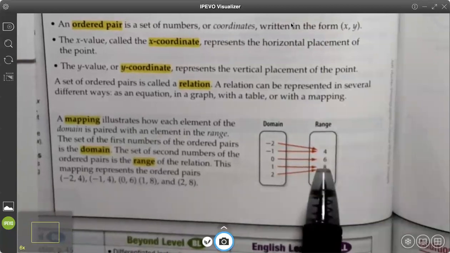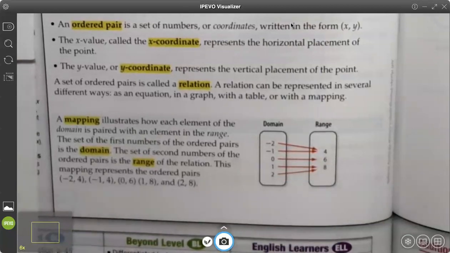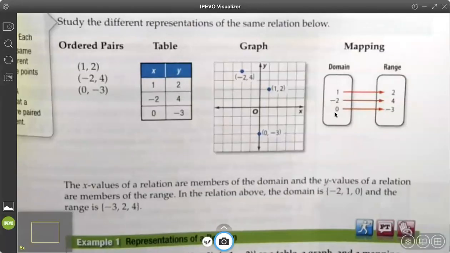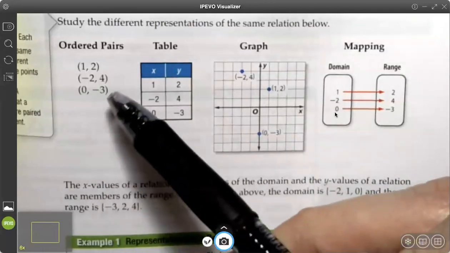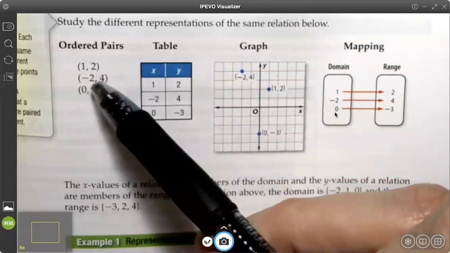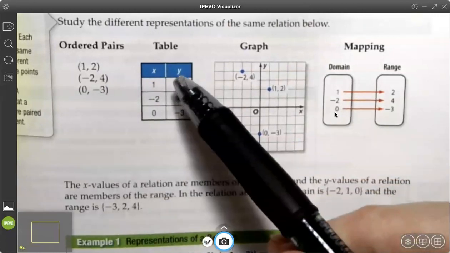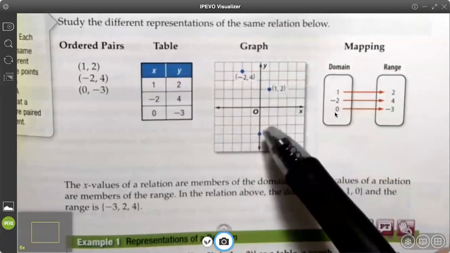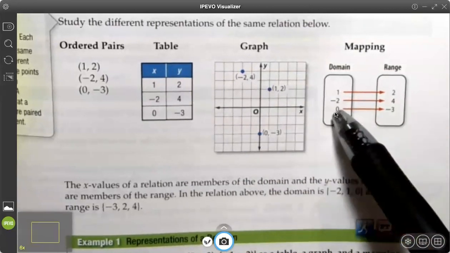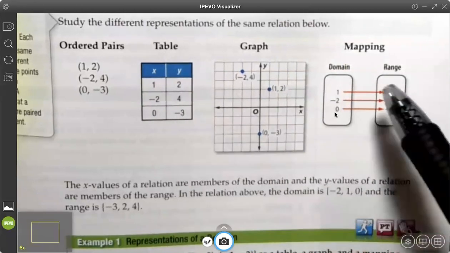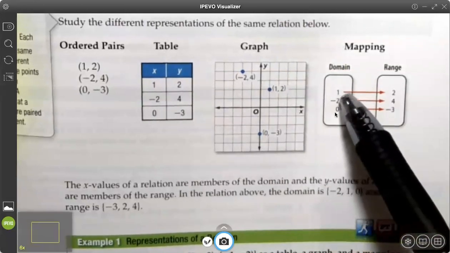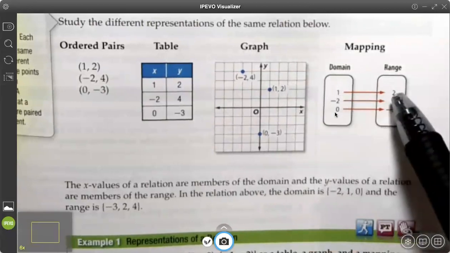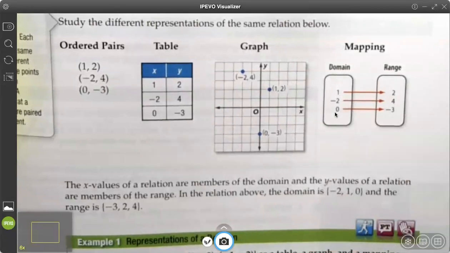These ordered pairs were given as a mapping here. Let's look at some other ways ordered pairs can be given as relations. Here's a set of ordered pairs, 1, 2, -2, 4, 0, -3. That can be given as a table, with all your x values and your y values. As a graph, you plot each of the 3 points. And as a mapping, which looks a lot like your table, except you draw an arrow from the x value to the y value, 1, 3.